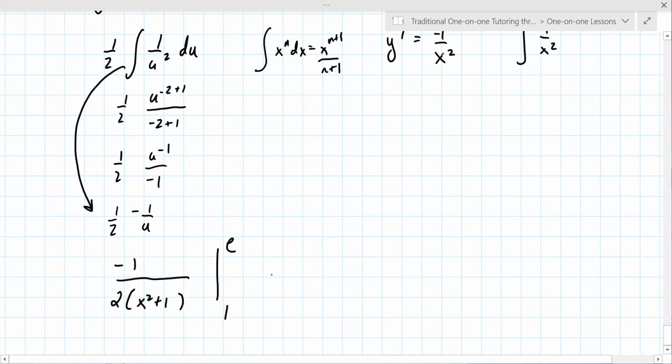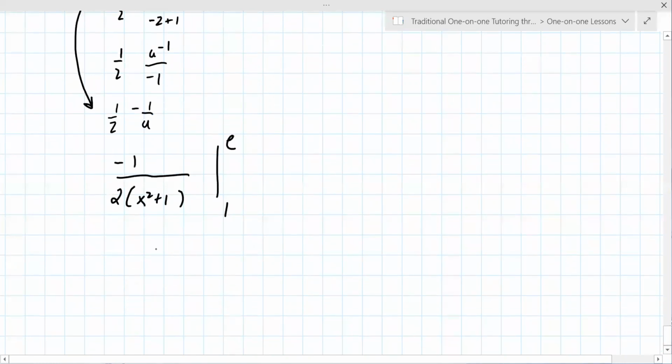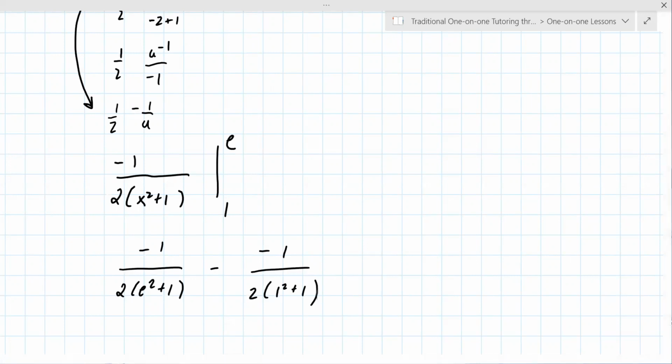Okay, so then that's 1/2 minus 1 over e squared plus 1, and then minus 1/2 times 1 over 1 squared plus 1, which is 2, so 1/2 minus 1/2 is 0. So minus nothing. 1 over 2 e squared plus 1. This one on the right does become 1/4.